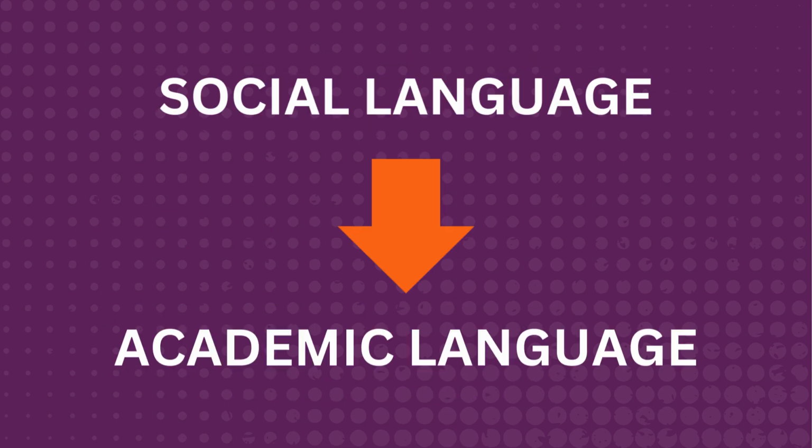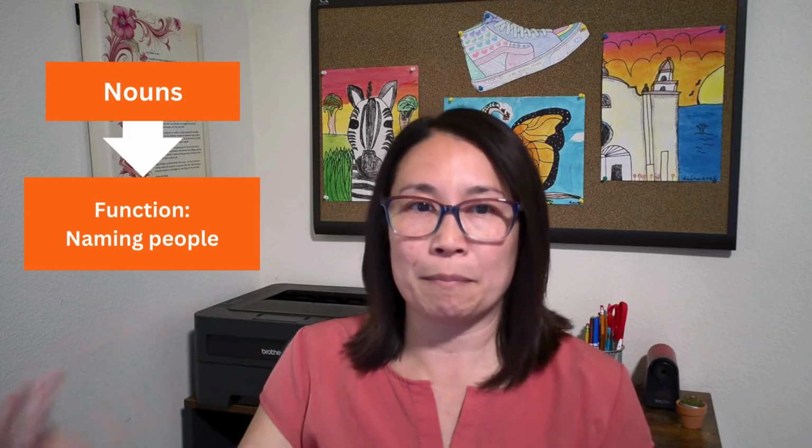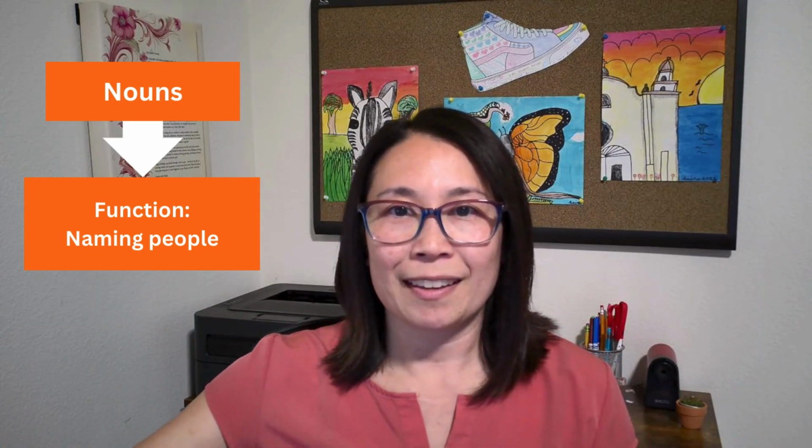You definitely want to start with social language and then move on into academic language. So we want to use targeted vocabulary to practice a specific grammatical form to do a function. For example, we use nouns like family member vocabulary to practice the function of naming people. We are going to first talk about vocabulary.